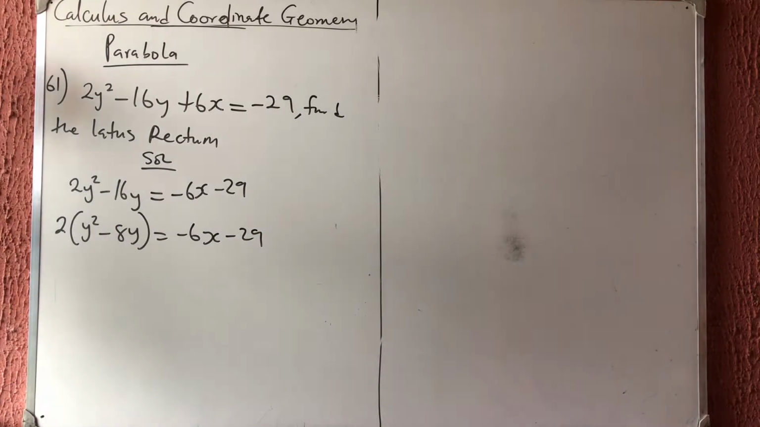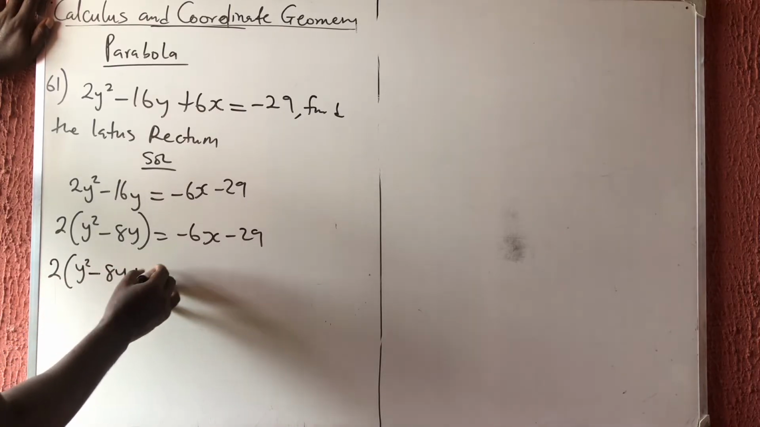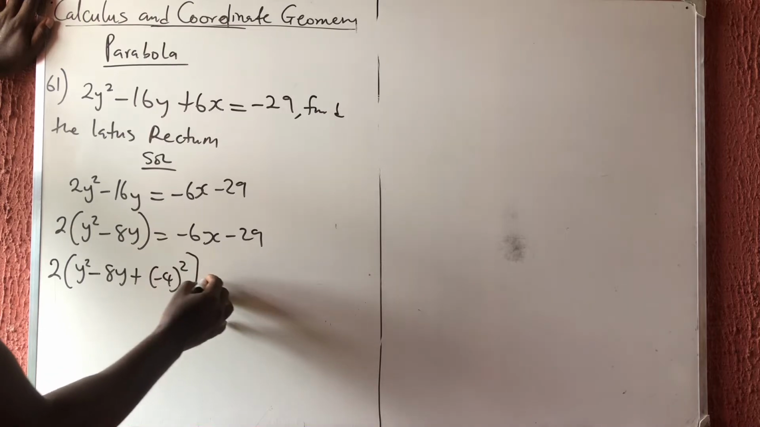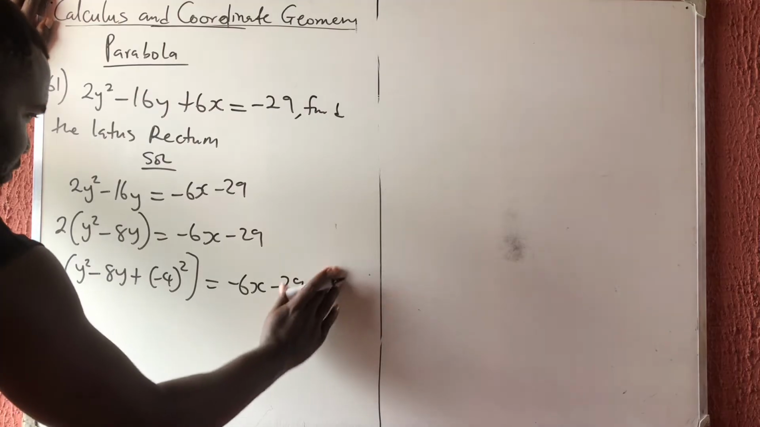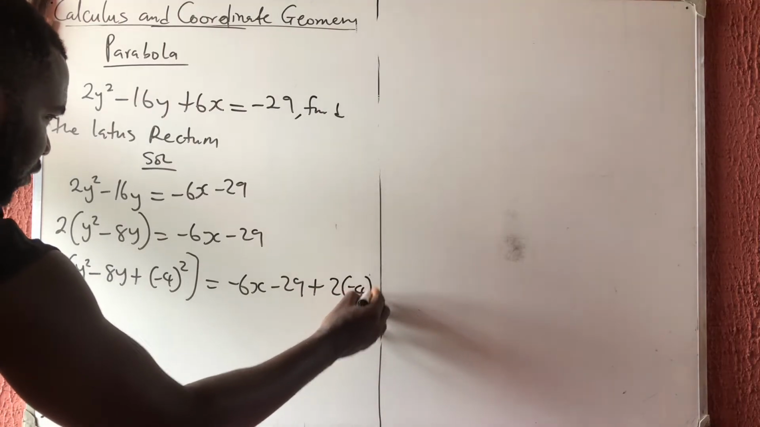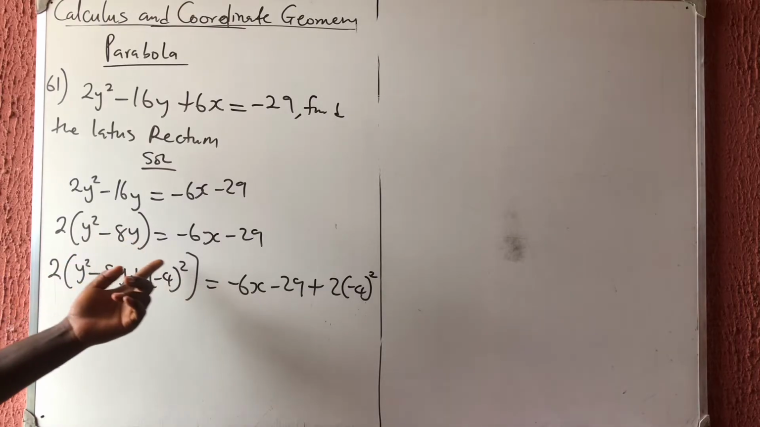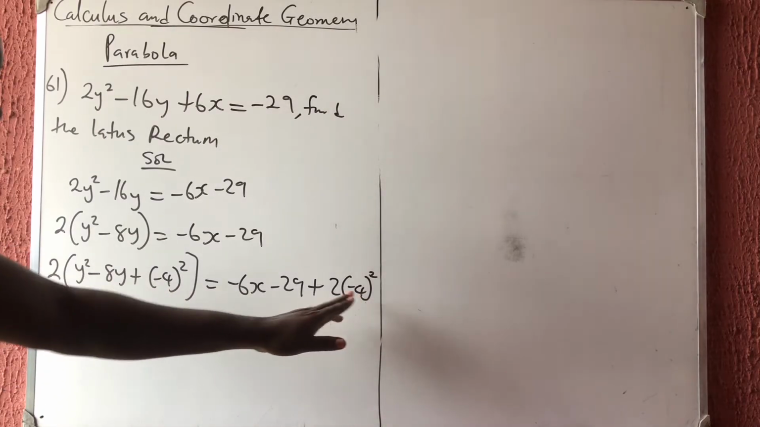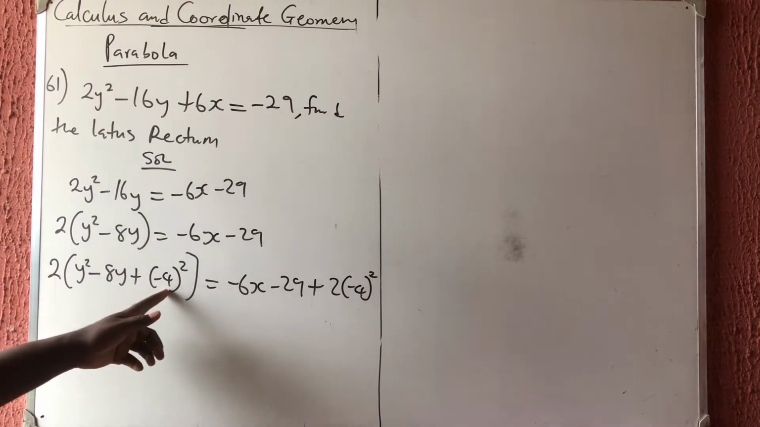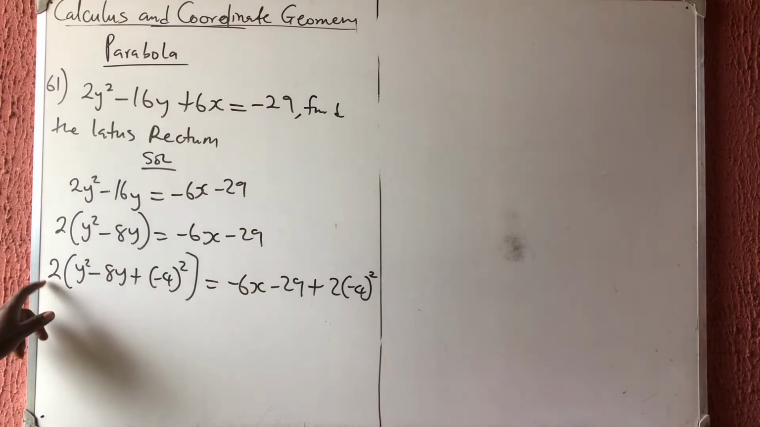Okay, let us complete the square inside here. So I'm going to have 2 in bracket of y squared minus 8y plus minus 4 all squared is equal to minus 6x minus 29 plus 2 into minus 4 all squared. Because completing the square said find half of the coefficient of y, square it and add it to both sides. So I added it to this side, I added it to this side. Why I added this 2 is because 2 is outside there. Opening this bracket, you see that it's 2 times this. So what I added here is exactly what I added here. So don't forget there is somebody here.